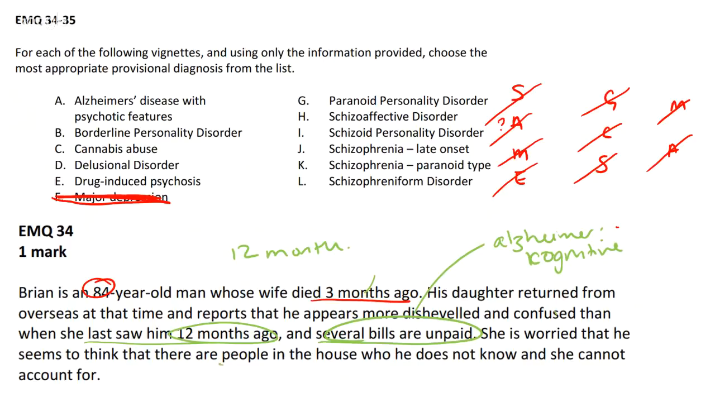He seems to think that there are people in the house who he does not know and she cannot account for. So Alzheimer's with psychotic features is much more likely than anything else. Major depression does not have psychotic features associated with it, which is also important to realize.